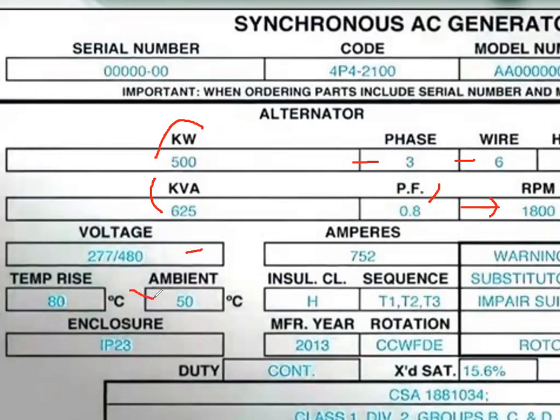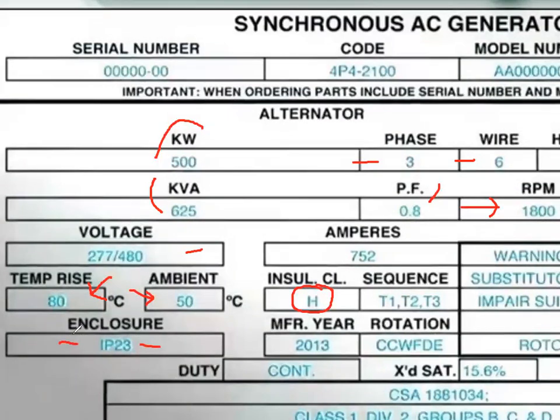The ambient, they want us to install this in an ambient temperature not to exceed 50 degrees Celsius. And they do not want our windings inside to increase in temperature over 80 degrees over the ambient, or it would damage this class H insulation right here. So we have to pay close attention to that. Many times we will embed a thermal detector into the windings so that we can monitor that temperature rise. And that's very important.